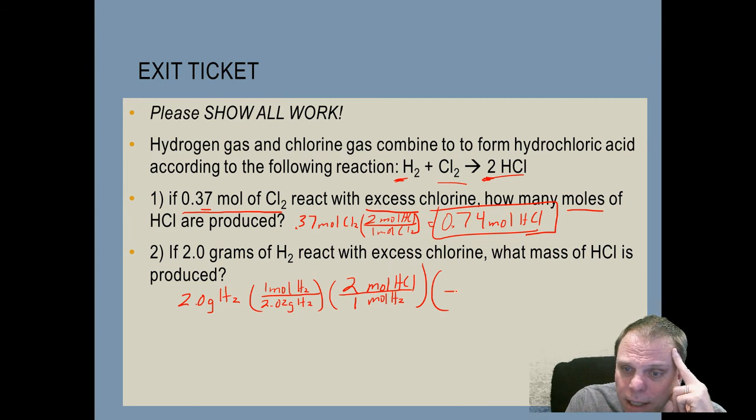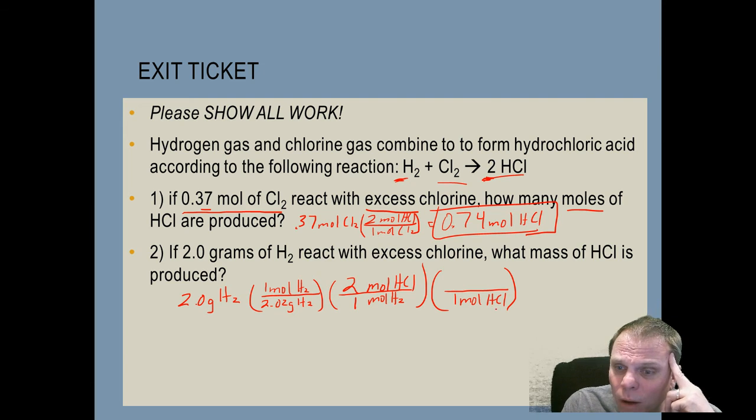And now I go to my next step. For every 1 mole of HCl, how many grams of HCl do I have? Well, remember, Cl is 35.45, I think. So plus the 1 of hydrogen gives me 36.45 grams of HCl. Could be wrong on that. Didn't look that up. So if I'm wrong, forgive me.